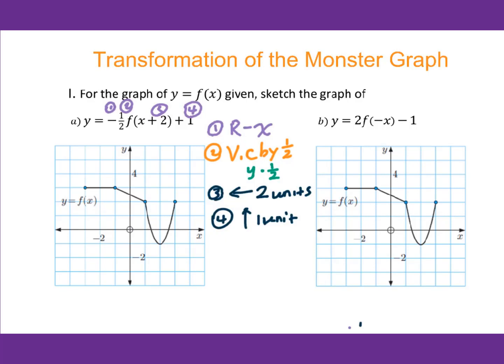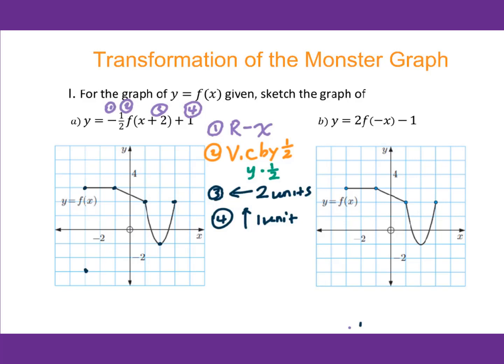Then look at this monster graph. You need to find out the critical points. We have 1, 2, 3. This is a 4. Here's a 5. So using these 5 points to do the transformation. I get started from this point. Reflect across x-axis. Let's go here.